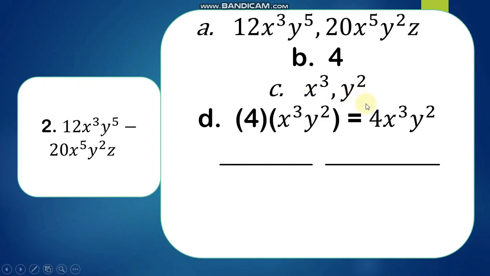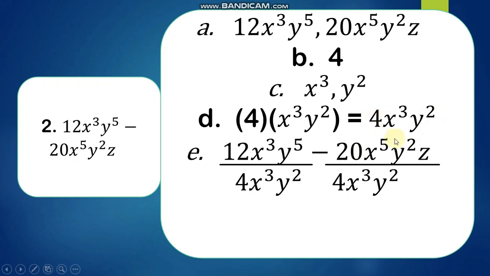Next, we have to multiply the greatest common factor of the numerical coefficient and the greatest common factor of the literal coefficient. So we have here 4x cubed y squared. Why? Because 4 times x cubed is 4x cubed, and copy y squared. Simple as that. Now let's divide the given polynomial by 4x cubed y squared.